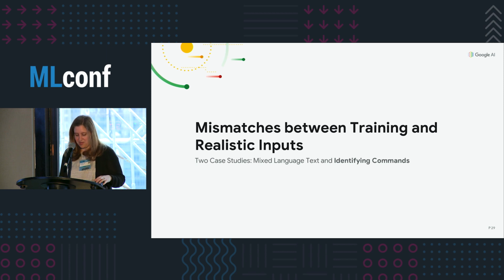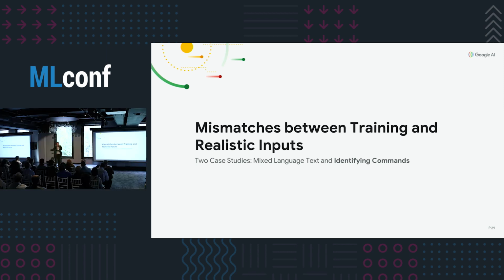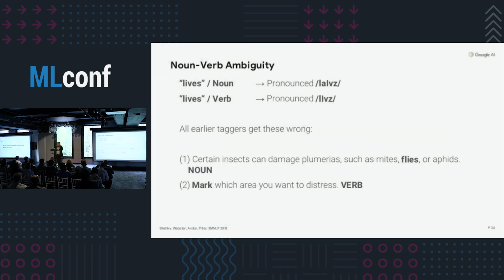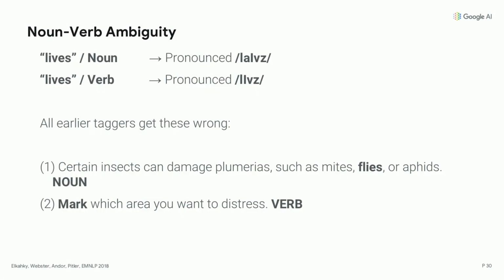All right, I'll then move on to our second case study for identifying commands. Okay, so if you want to identify commands, a part of speech tagger is really helpful. If I say, play that song or set an alarm, then knowing that the first word is a verb is really useful for saying what is a command or not.